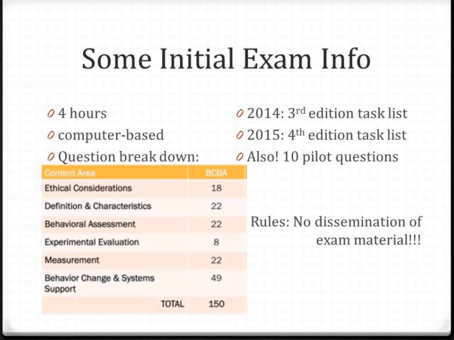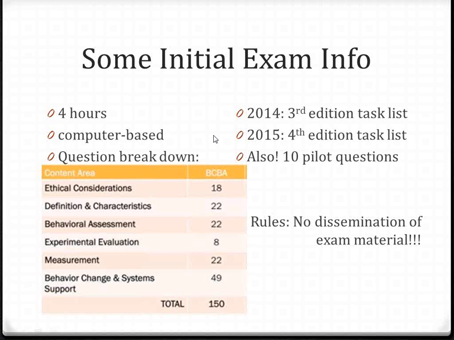So in terms of the breakdown, there are 150 questions on the BCBA exam, and this is the breakdown. So a lot of them are pretty equally distributed with our ethical considerations, definition and characteristics. Those are going to be like your purely rote definition things. Behavioral assessment, referring to both skill acquisition as well as functional assessment. And measurement, so data collection, methods, and graphical displays. So about the same number for all of those.